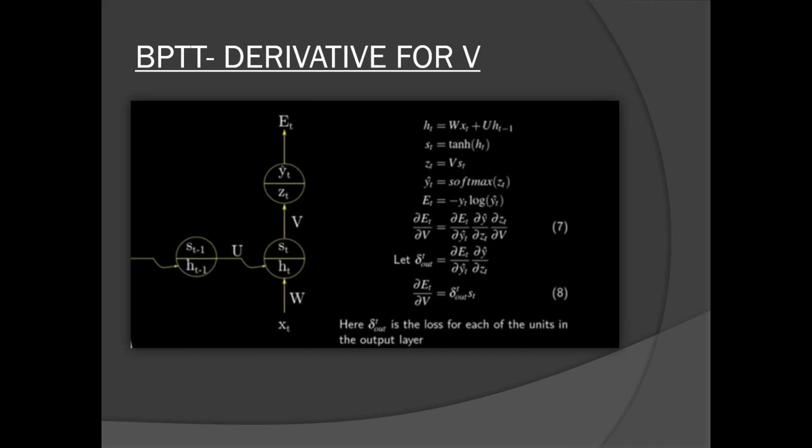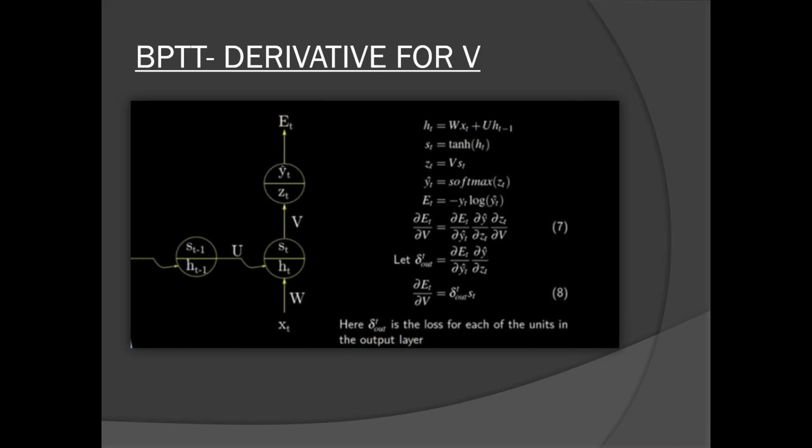We start updating the values with mathematical terms using the backpropagation through time concept, wherein this is a small sample for changing the value of v. It is similar for w and u as well. So let's consider the equation: h of t is equal to w into x of t plus u into h of t minus 1, the previous state.